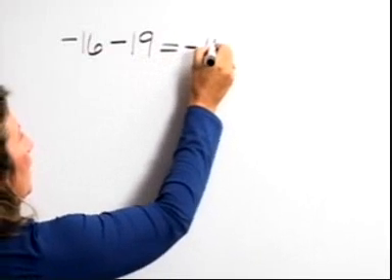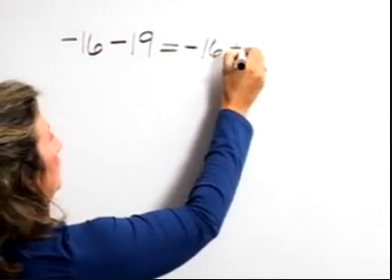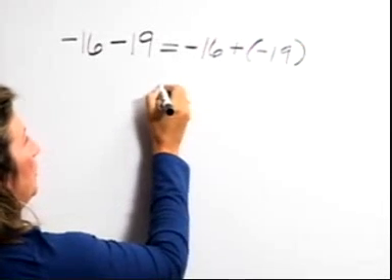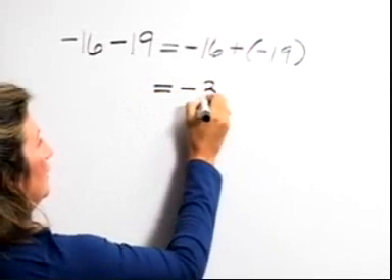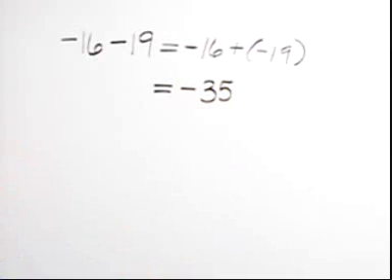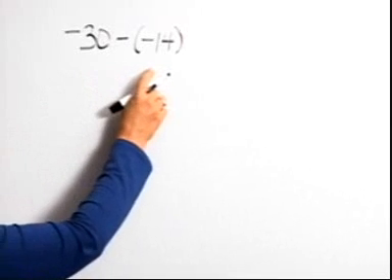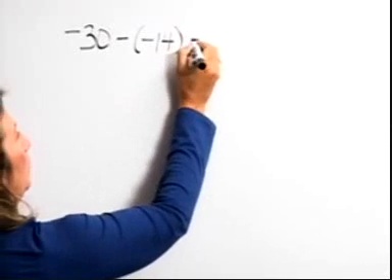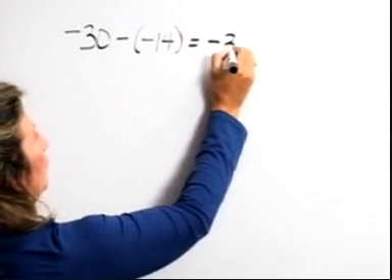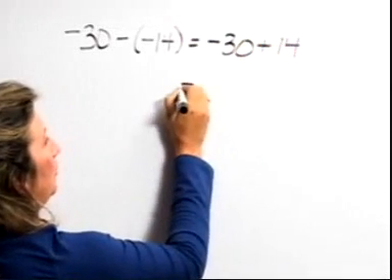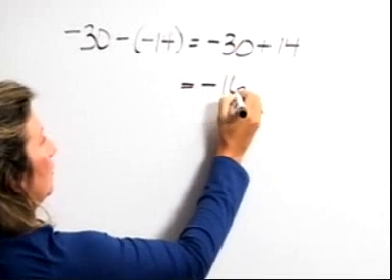We want to simplify -16 minus 19. When we rewrite that, we'll have -16 plus a -19. -16 plus a -19 is a -35. Simplify -30 minus a -14. When we rewrite this, we get -30 plus 14. And -30 plus 14 is -16.